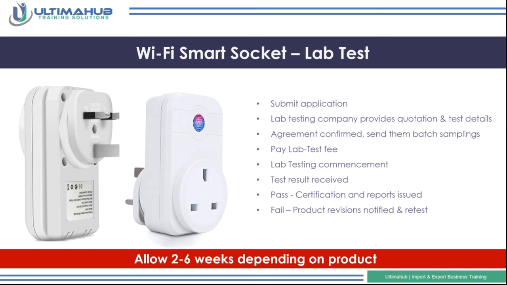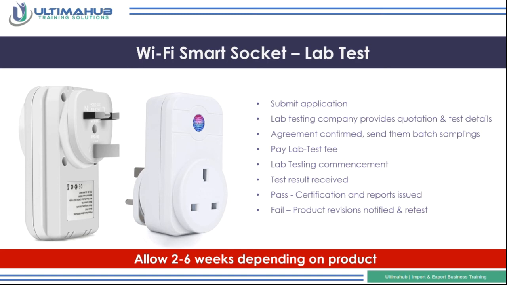If you pass, then you'll get the certification and reports that are issued. You've got to keep these in a safe place because you might need them later on. If it fails, it's going to tell you the revisions that are noticed and notify you of them, and let you know that you're probably going to need a retest. So the retest again needs to be confirmed in the contract. You're going to say, okay, if there's a percentage of defect, we are going to need a retest. So the supplier will expect this anyway. But you allow 2 to 6 weeks, depending on your product, for the lab testing part of the process.